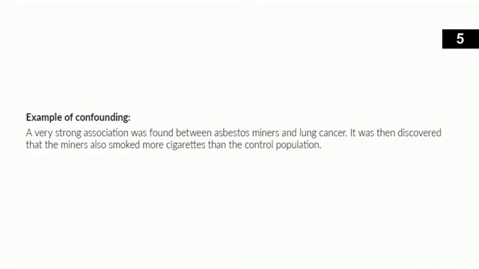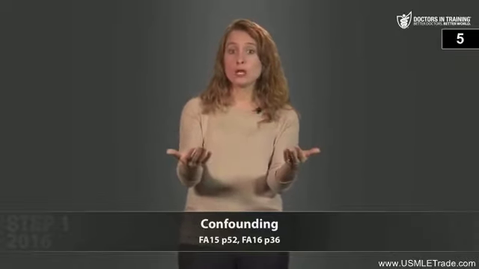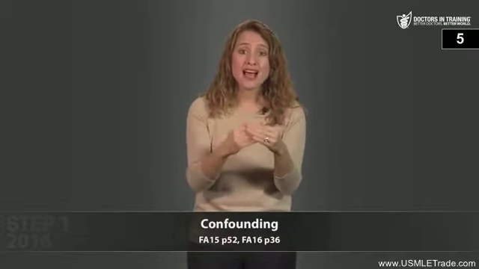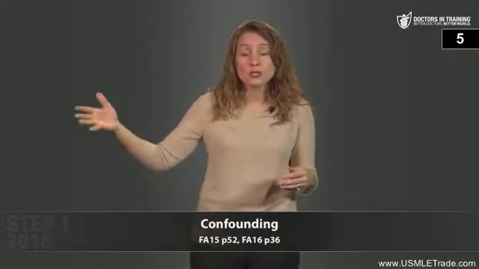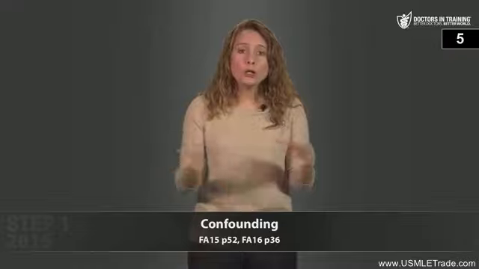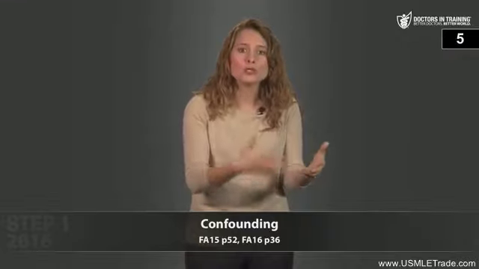So in your study guide, it says, a very strong association was found between asbestos miners and lung cancer. It was then discovered that the miners also smoked more cigarettes than the control population. This is, again, a popular example for confounding. So if you're looking at the association of asbestos exposure and lung cancer, you will find that there's a very strong association between the two. But what might not be apparent unless the investigator knows to ask about it is that asbestos miners are more likely to smoke than the other populations that may be chosen as controls. So when an investigator is looking at lung cancer rates in asbestos workers, they may attribute all of the increased risk of lung cancer to the asbestos exposure, when tobacco use is also playing a role.